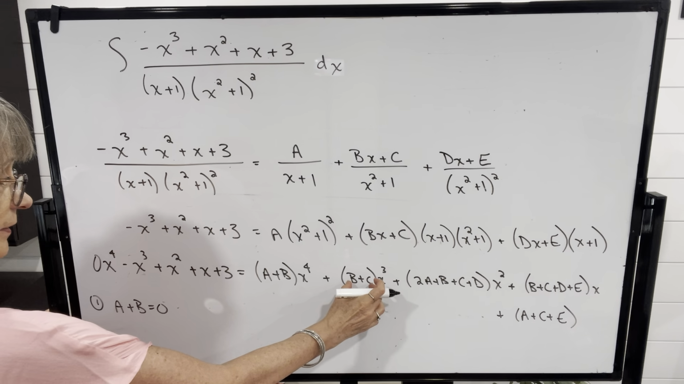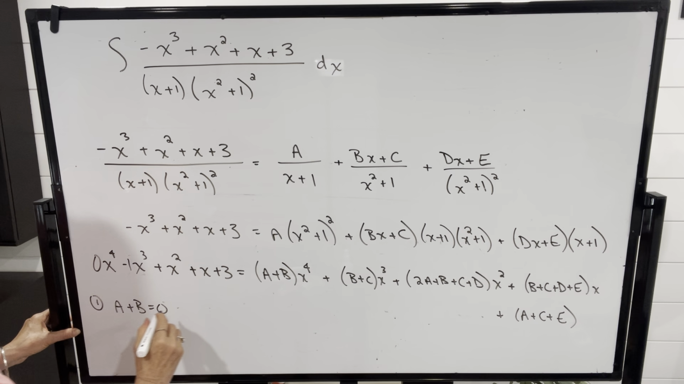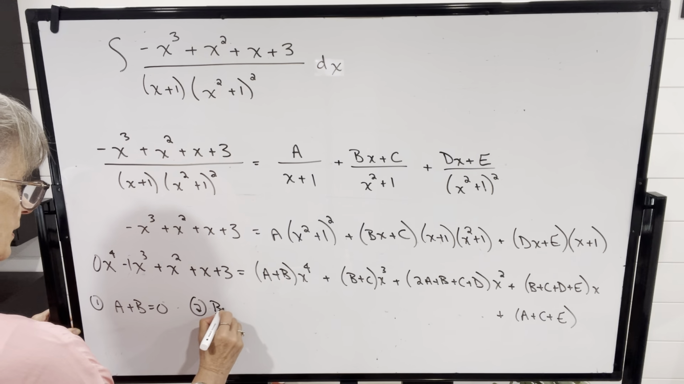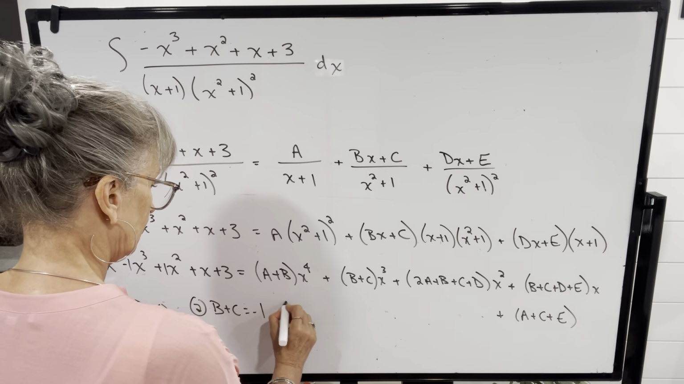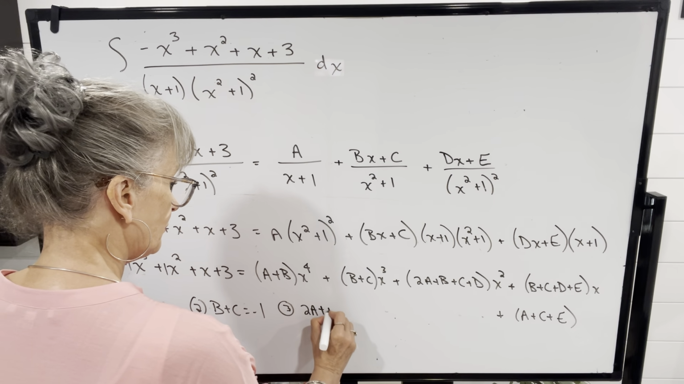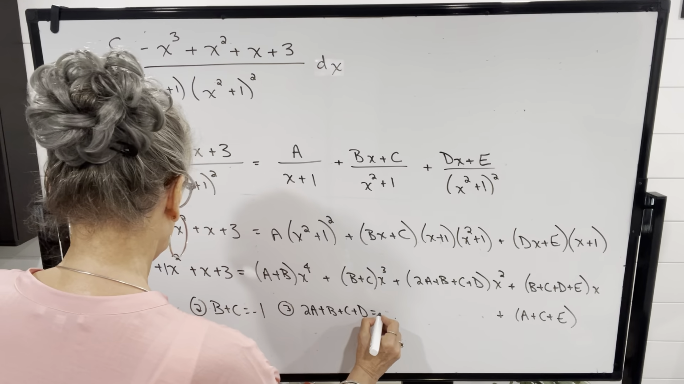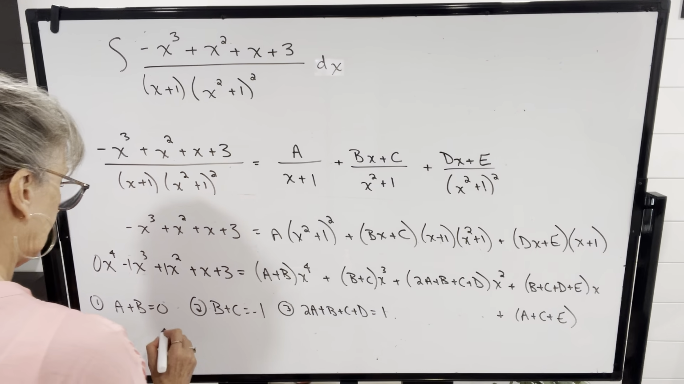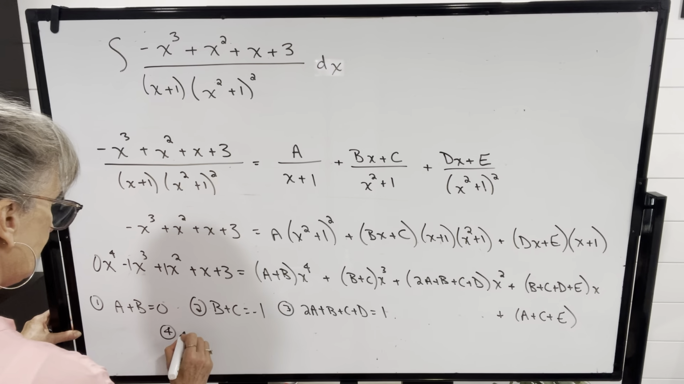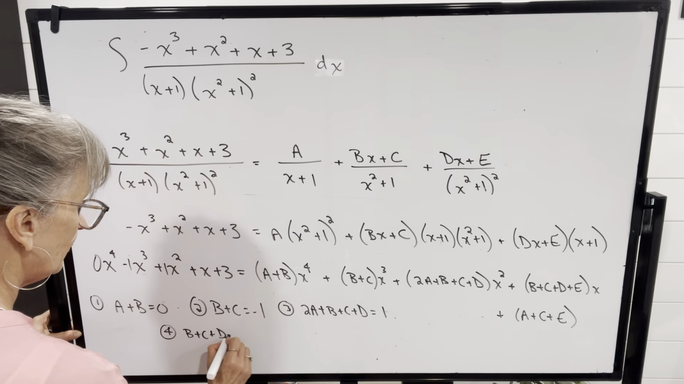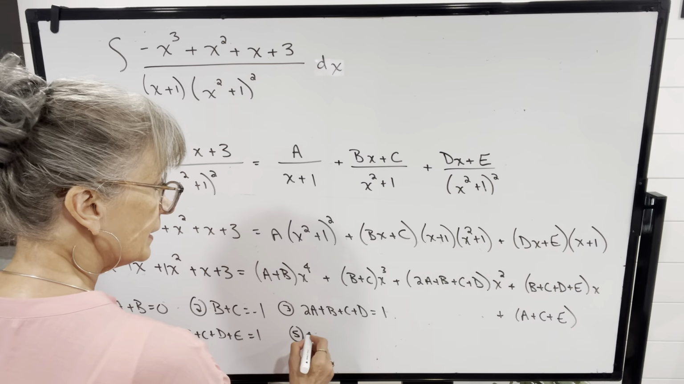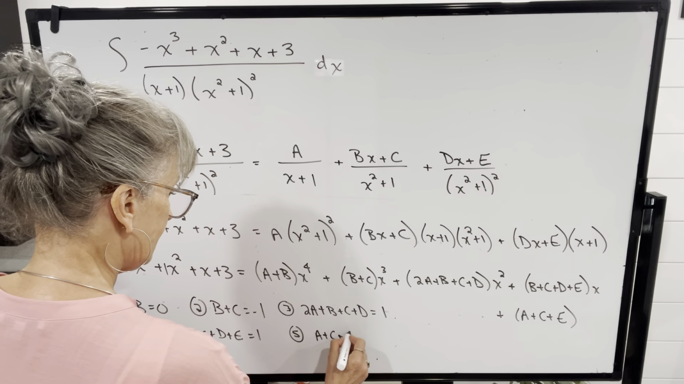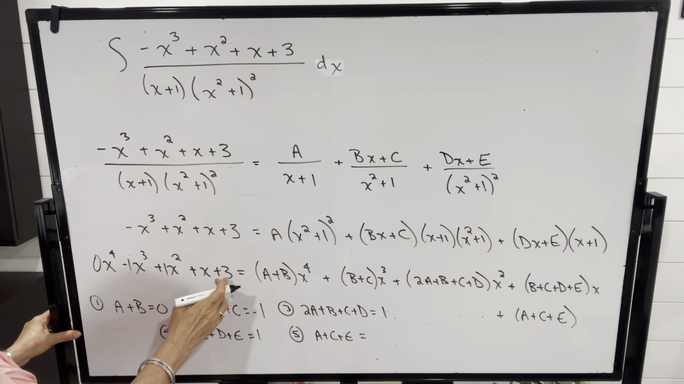Then this coefficient has to equal the coefficient here, which is negative 1. So b plus c has to equal negative 1. Then this has to equal this coefficient, which is 1. So 2a plus b plus c plus d has to equal 1. Equation 4 is b plus c plus d plus e has to equal the coefficient for x, which is 1. And the last equation is a plus c plus e has to equal the coefficient of our constant, which is 3.